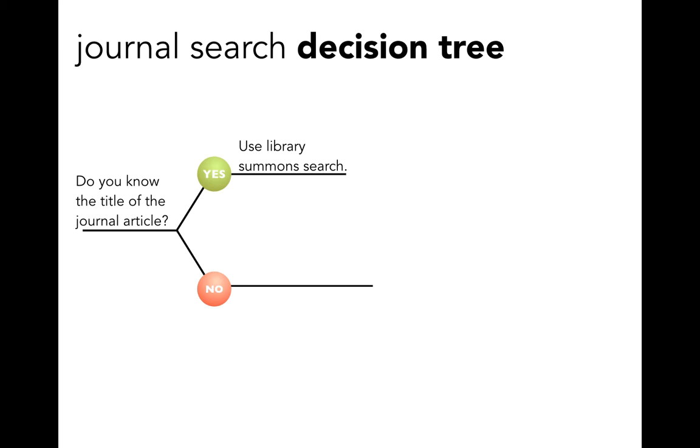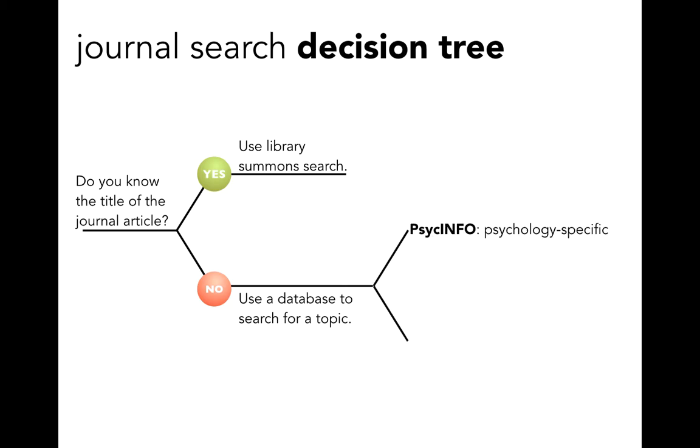However, if all you have is a topic and you don't have any specific journal titles, that's actually what you need to find, then what you need to do is a database search. Databases allow you to search using a number of very specific, very useful tools. And some databases are going to be more useful than others. For us, I'm really going to focus today on PsycInfo.